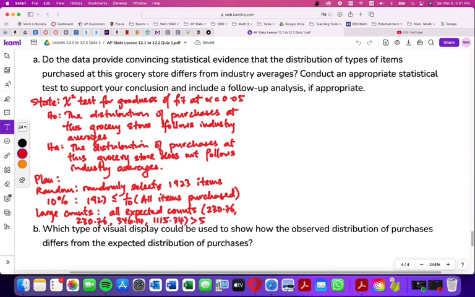They are 130.76, 230.76, 346.14, and then the last category is 1115.34. They are all greater than 5. Okay, so conditions are met. We go to the next step, which is to do.